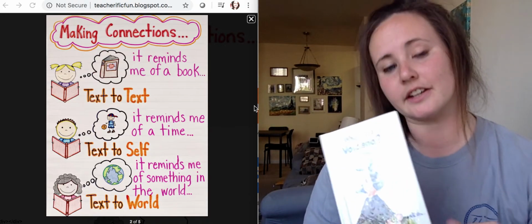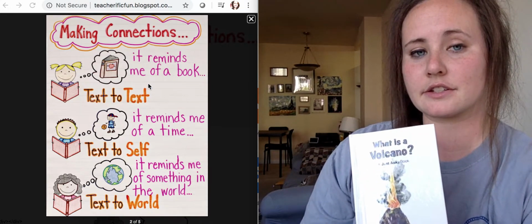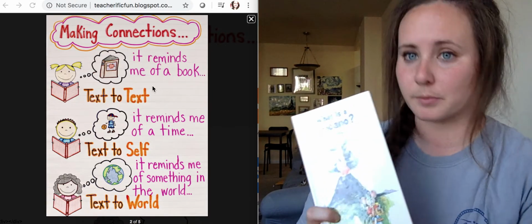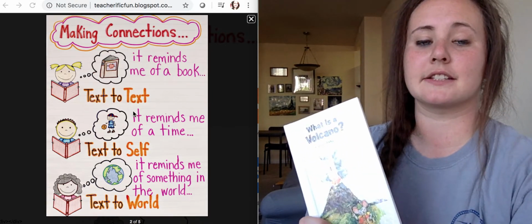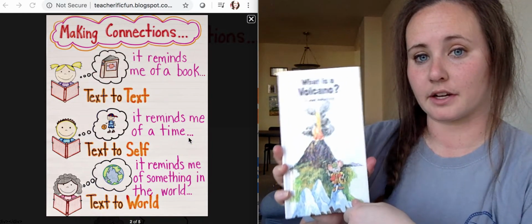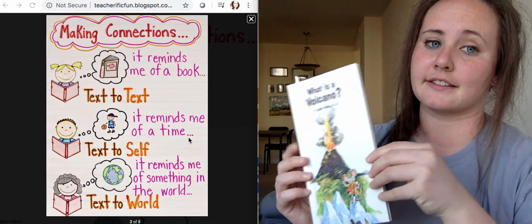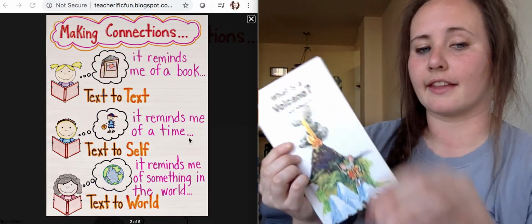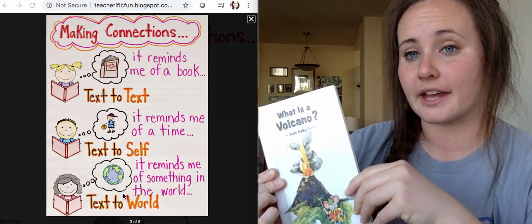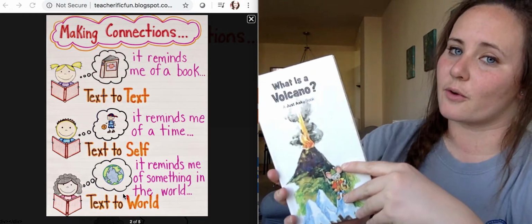So we look over here at our anchor chart, we can see we can make text-to-text connections, which means that what happens in the book reminds you of another book. We can make text-to-self connections, which means if you have something in the book, it reminds you of yourself or maybe something that you saw. That's a text-to-self connection. And then lastly, we can make connections to the world with things that we have seen or noticed around us. So today I'm going to read What is a Volcano?